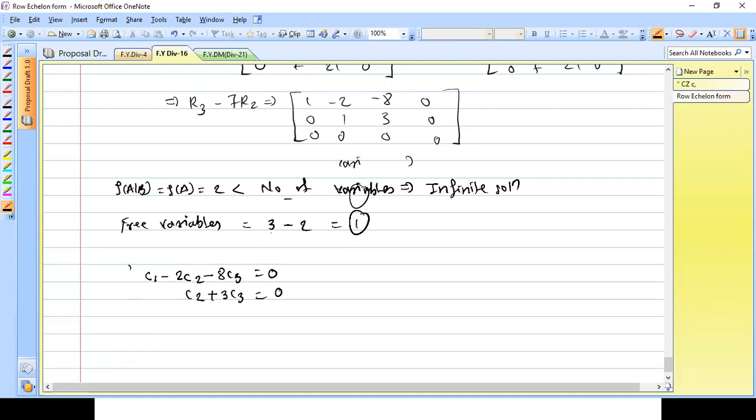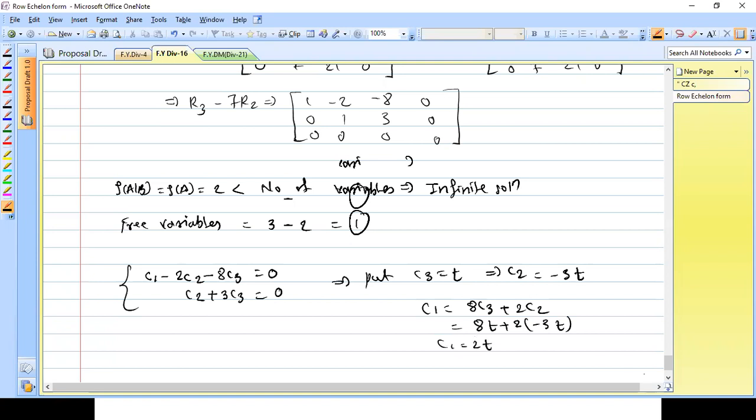Now in that equation, one variable is free, so you can put any value for the free variable. So I just put C3 is equal to T. This implies my C2 is equal to minus 3T. Am I correct? Yes, sir. What is the value of C1 then? C1 is equal to 8C3 plus 2C2. C3 is T, so 8T plus 2 into C2, which is minus 3T. So 2T.